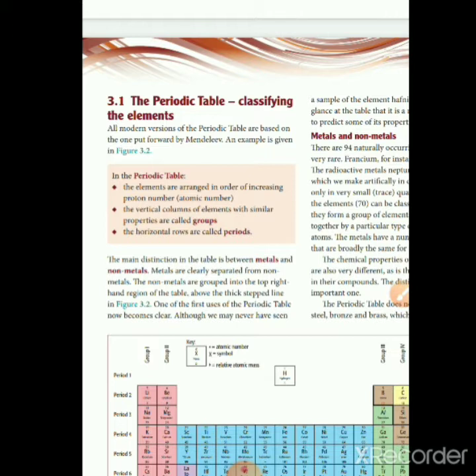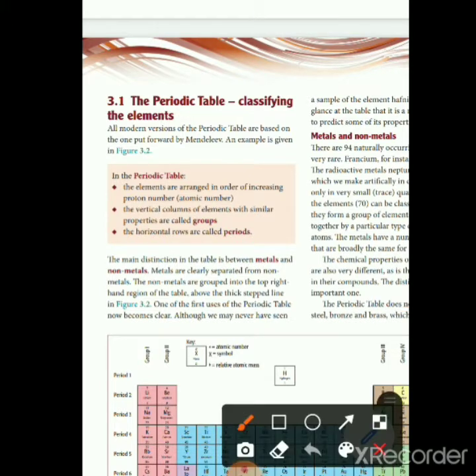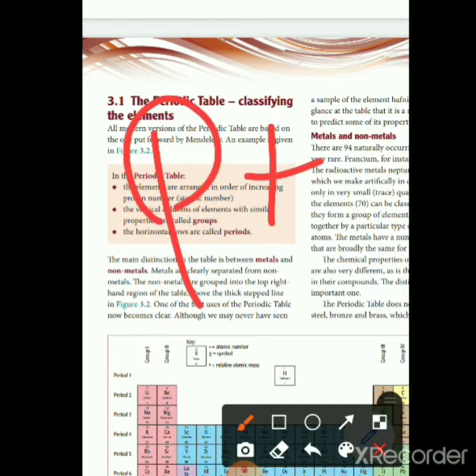The first point is how the different elements are arranged in the periodic table. The elements are arranged in the order of increasing proton number. What is the proton number? Basically, an element has two major factors: one is the atomic number, the other is the atomic mass. When you simply consider its proton number, it is simply a positively charged subatomic particle, and that's it. So simply you have the protons only.